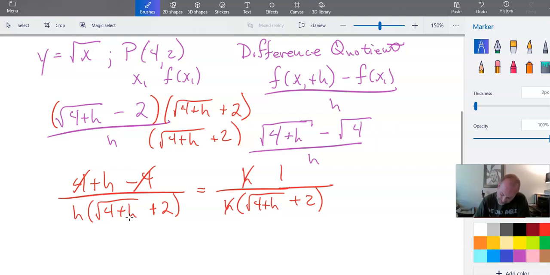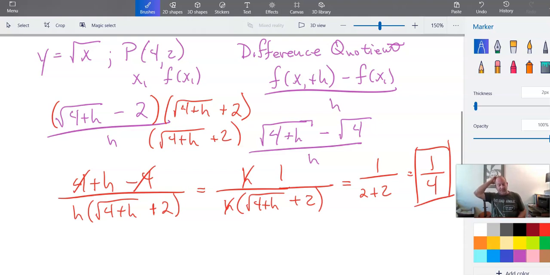Right? The h's cancel, and that means I have a 1 in the numerator. And if I look at this expression now, and I go ahead and let h equal 0, that means I'm taking the square root of 4, which makes this a 2, right? So I have 1 over 2 plus 2, which is 1 over 4. And so our slope is 1 over 4, right, at that particular point, at the point (4, 2). The slope is 1/4. It's kind of cool, actually.